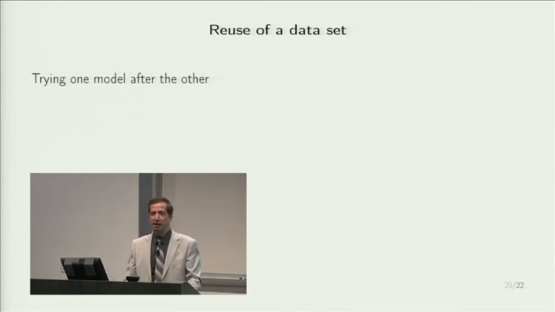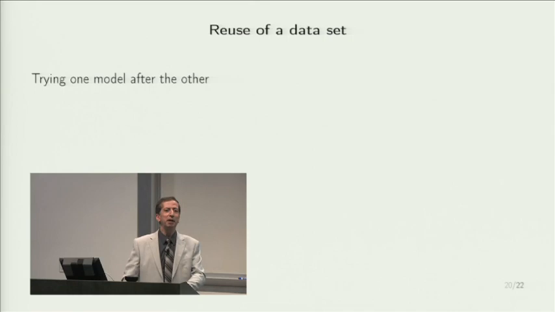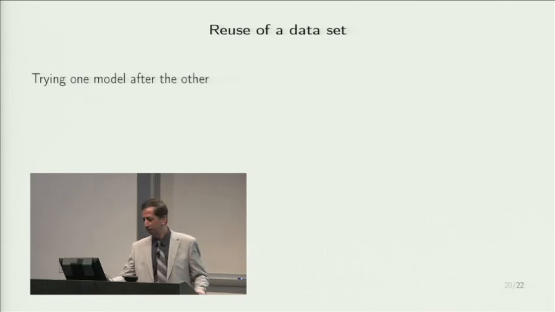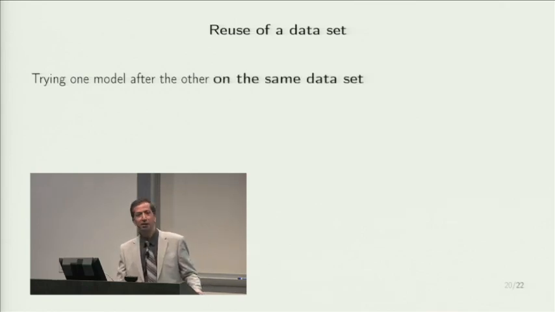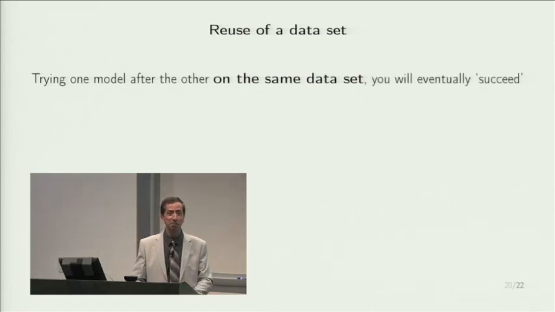Let me try them. Yeah, I did, but oh, it was the wrong kernel. Let me use the RBF kernel, okay? Oh, maybe I'm just using too sophisticated a model. Let me go back to the linear models and just use a nonlinear transformation, okay? And eventually, using the same data set, you will succeed, okay? And the best way to describe it is a very nice quote in machine learning, okay?